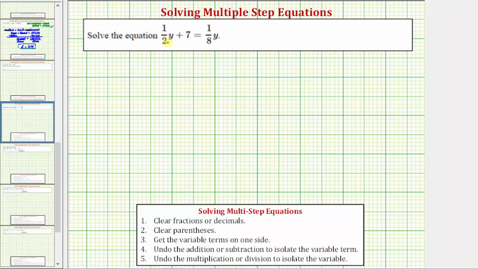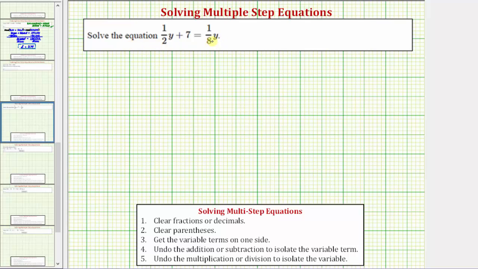We want to solve the equation 1/2 y plus 7 equals 1/8 y. The solution is the value of y that makes the expression on the left equal to the expression on the right. In order to solve the equation for y, we need to isolate y on one side of the equation, and notice right now there are y terms on both sides of the equation. Also notice how the equation contains fractions.